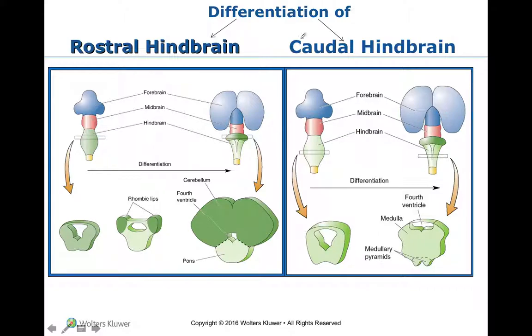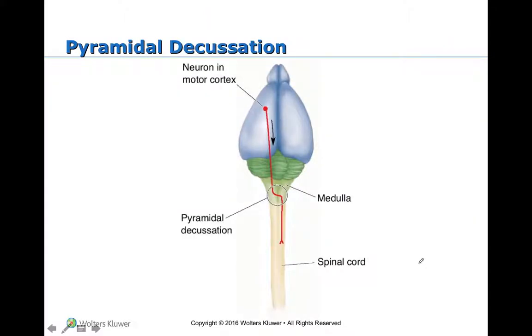So this is the differentiation of our rostral hindbrain. The rostral hindbrain is our metencephalon, or our pons and our cerebellum, and our caudal hindbrain is our medulla and the medullary pyramids. So this is what I was referring to as a pyramidal decussation, where neurons in the motor cortex, and this is the brain of a rat. And notice again how we don't have a lot of the convolutions that exist in the human brain because a mouse and a rat are very, very simple creatures. But a neuron in the motor cortex, you'll have information that will cross over at the level of the medulla at the pyramidal decussation and go to the opposite side to control motor commands on the opposite side.